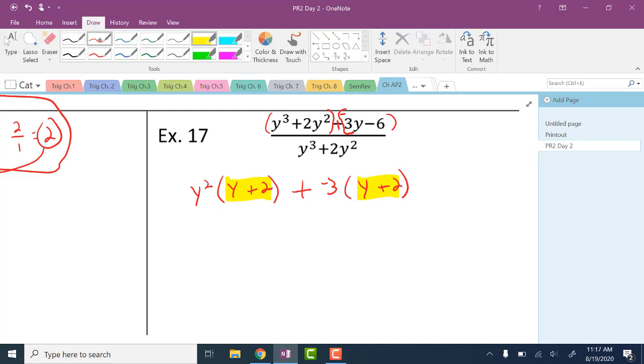All right, so we got to make sure we do that. Now I'm going to write the bottom and I'm going to go ahead and factor. This is just a binomial that has a y squared GCF. Now don't get nuts.